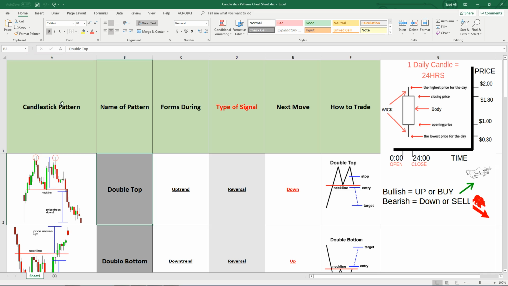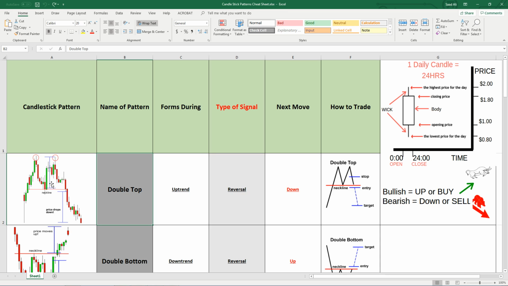Anyways, up here I've created this column, and this is the actual candlestick pattern, and this next column is the name of the pattern, and what it forms during. So I put uptrend. This is a reversal, the type of signal. Next move is down. So this is how you use the chart. This candlestick pattern is a double top. You can see 1 top, 2 top, and it's forming in an uptrend. So price was coming up, up, up, got 1 top, came back down to this neckline, came back up, formed another top, and then got hammered down.